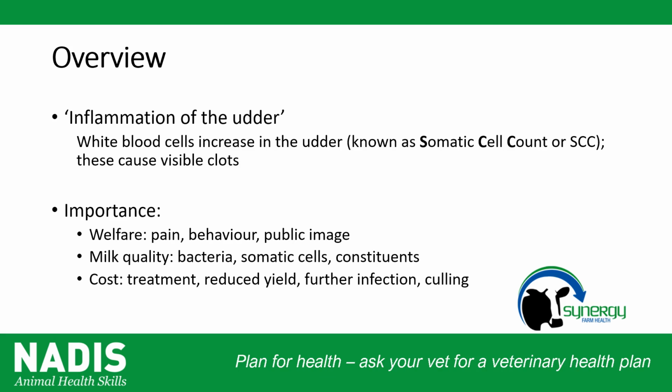Mastitis is important for many reasons, the three key ones being animal welfare, food quality and cost, both to the individual farm and to the industry. Their implications come from the painful condition, altered behaviour and, importantly, public perception. Milk quality is affected by the presence of bacteria and a high somatic cell count, changes to milk constituents, and even to shelf life.